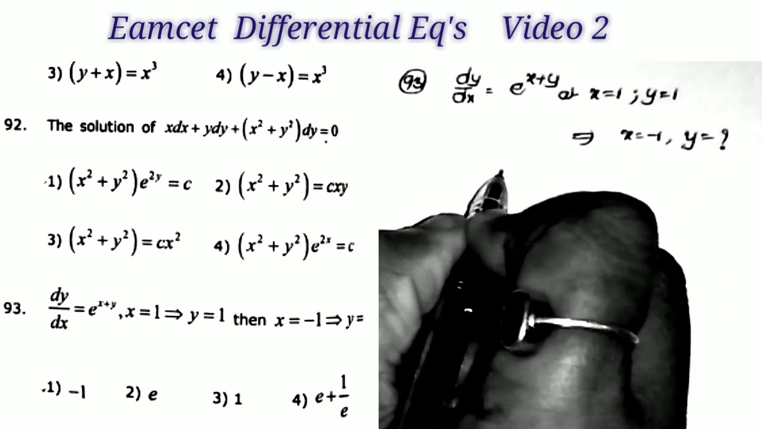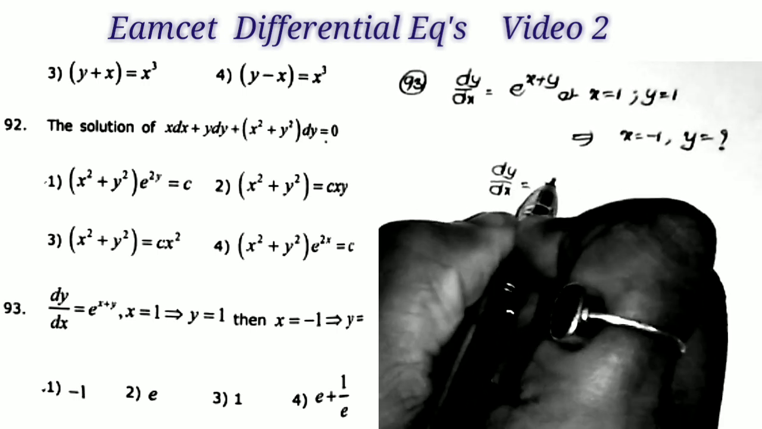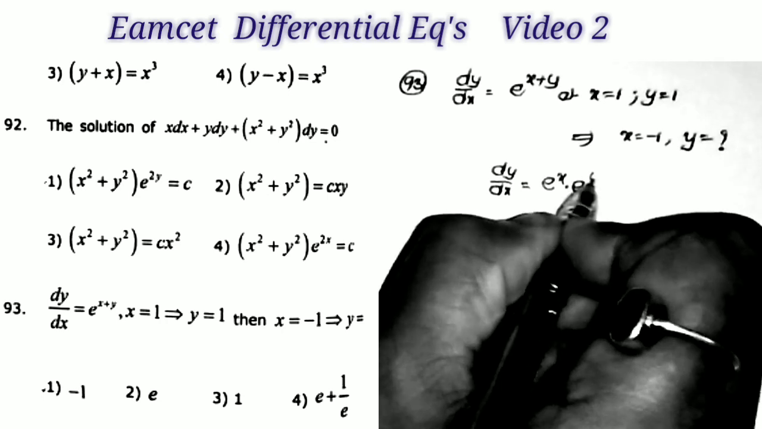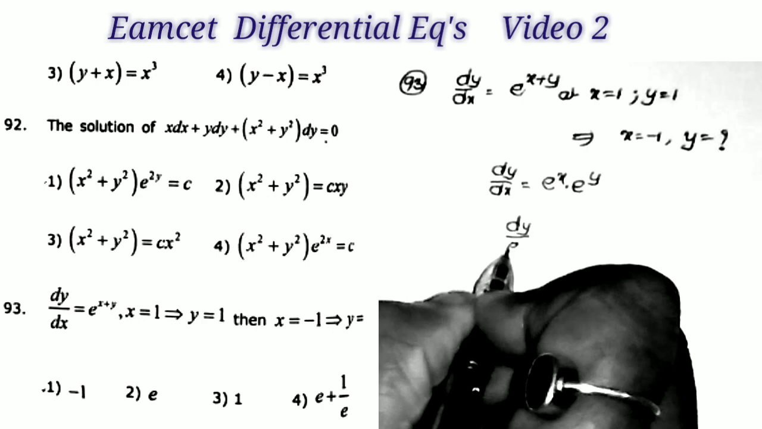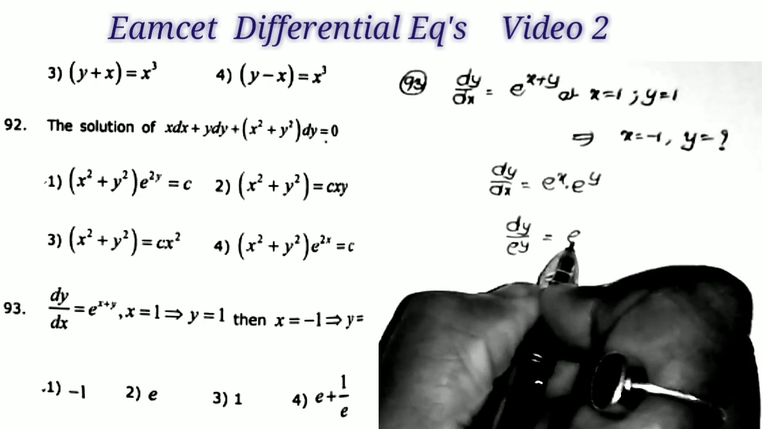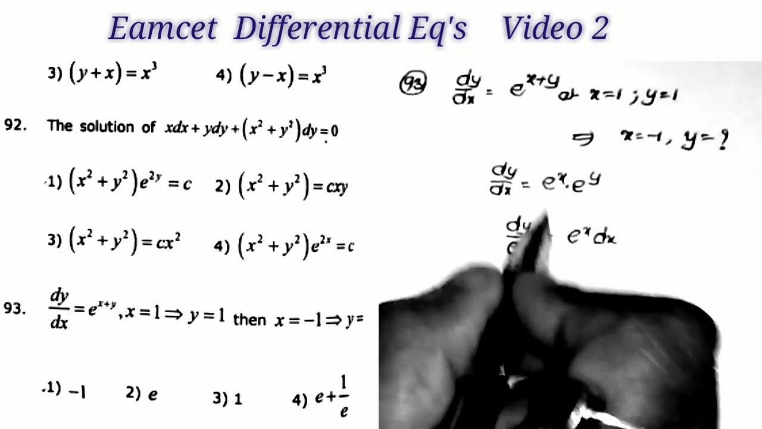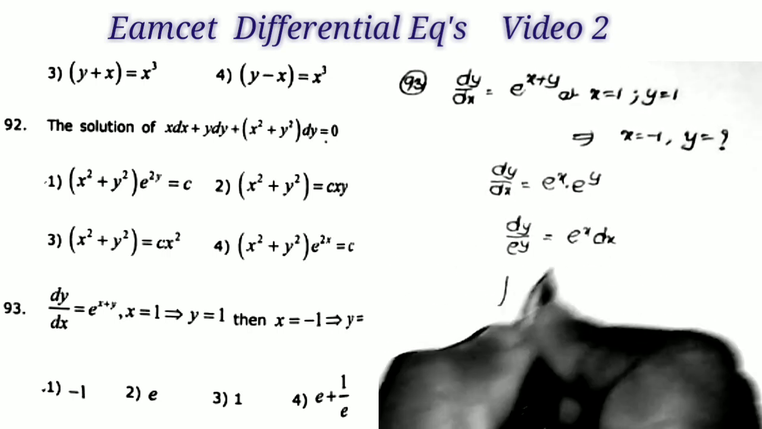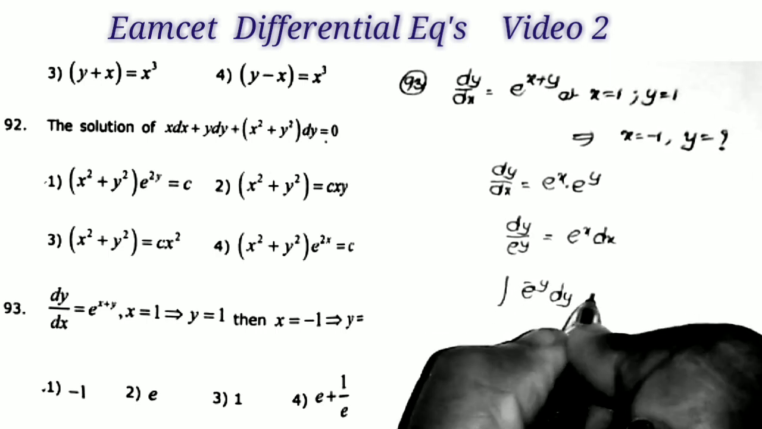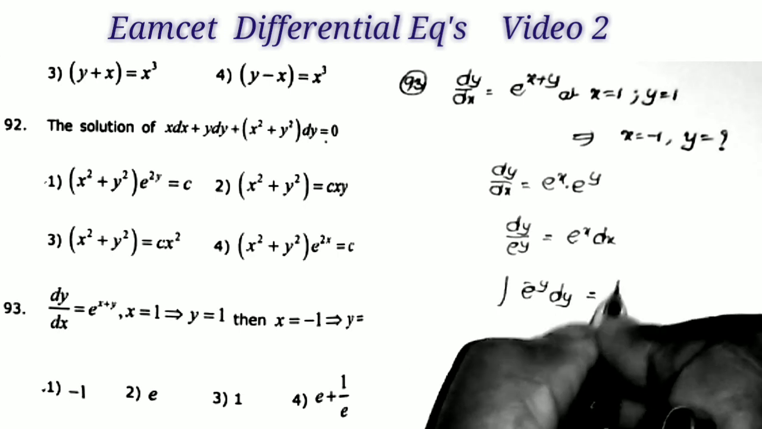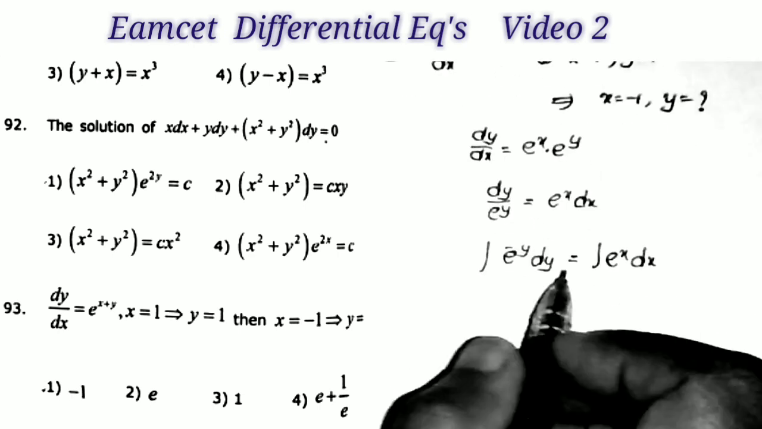So first I take the given equation. Dy by dx is equal to e power x plus y. E power x plus y is equal to e power x into e power y. Now after that, taking the separation of the variables: dy by e power y is equal to e power x into dx, and in the next step I apply the integration, that is integral e power minus y into dy is equal to integral e power x into dx.